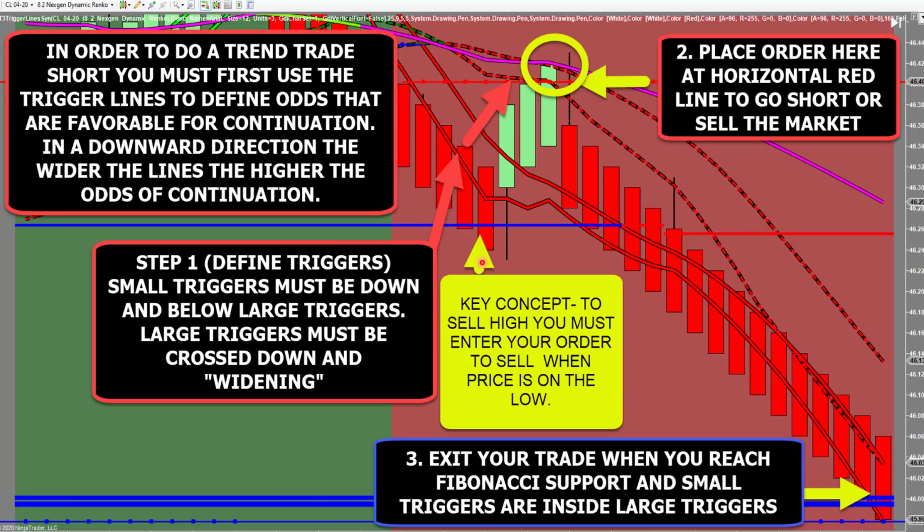So down at the low, and again, this is the key concept for you. Remember we said buy low, sell high? Well, to sell high, you have to be able to anticipate where high is going to be. So you have to do 2 things. You have to define your triggers that says we're going down for sure. And then you have to find the corresponding resistance that agrees with the odds of the triggers.